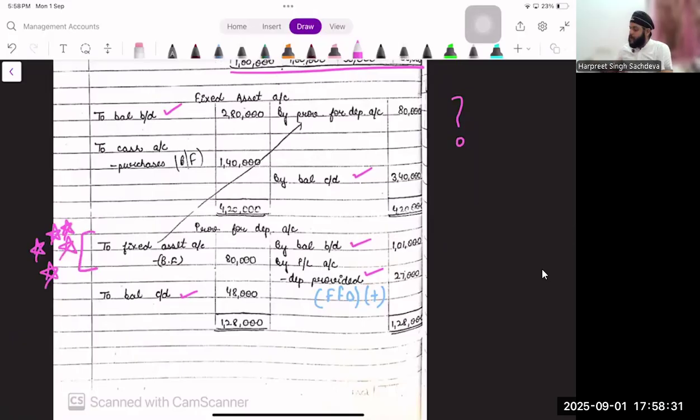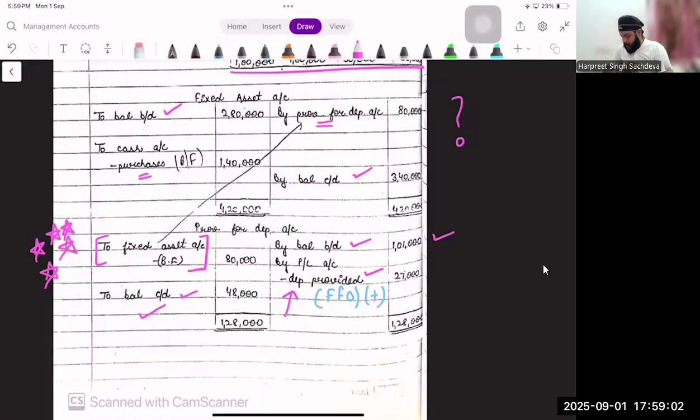Provision for depreciation has an opening balance, it has a closing balance. It is always increased by P&L, but it always gets reduced with this entry. Yes or no? With the Kikli entry. Kikli with the dost. Okay, so this will be transferred to the fixed asset account, then you will calculate the purchases. Am I clear? Yes or no?